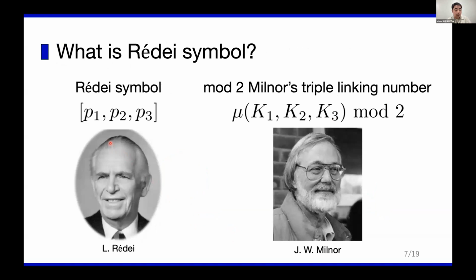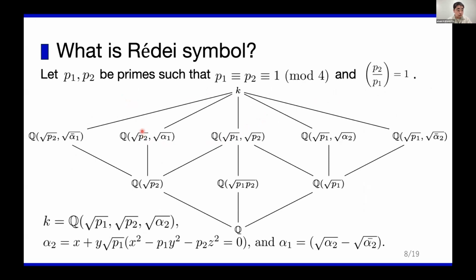Next, let me tell you about the Rédei symbol. The Rédei symbol can be regarded as a triple generalization of the Legendre symbol. According to arithmetic topology, the Rédei symbol corresponds to the Milnor triple linking number. In order to explain the Rédei symbol, I talk about the tower of field extensions in this picture.